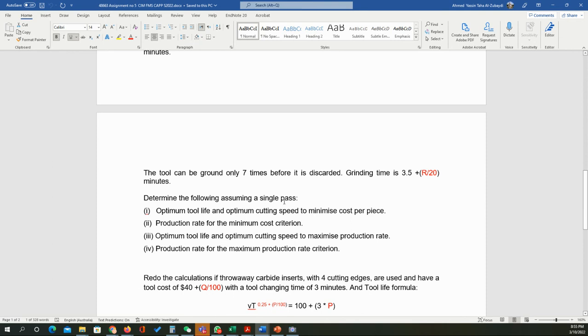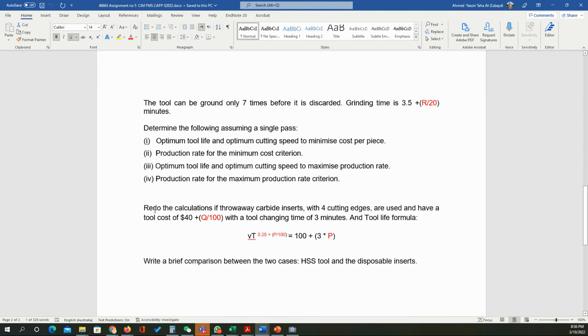Bear in mind the following, assuming a single pass. First, the optimum tool life and the optimum cutting speed to minimize the cost per piece. Second, the production rate for the minimum cost criterion. Third, the optimum tool life and the optimum cutting speed to maximize the production rate. And finally, the production rate of the maximum production rate criterion.